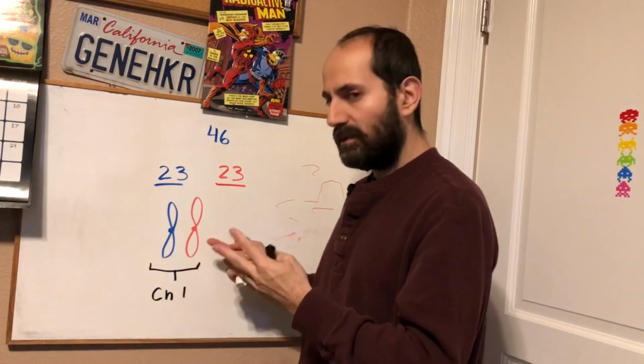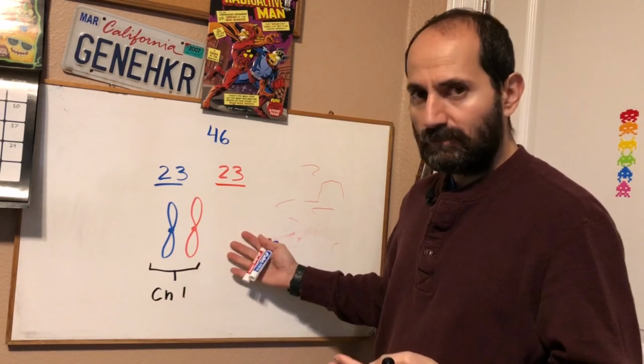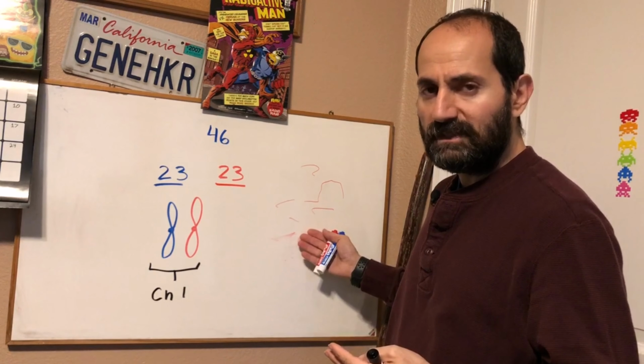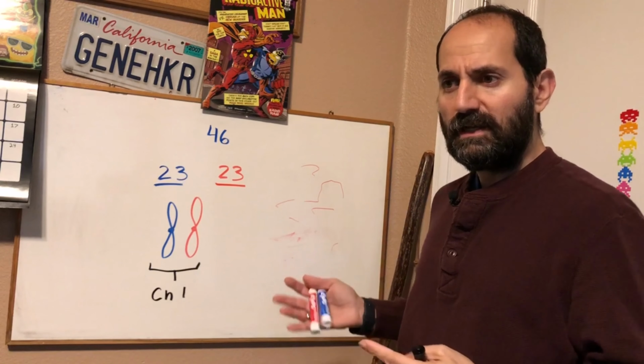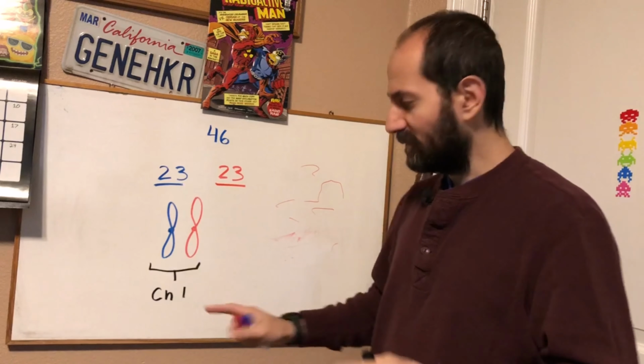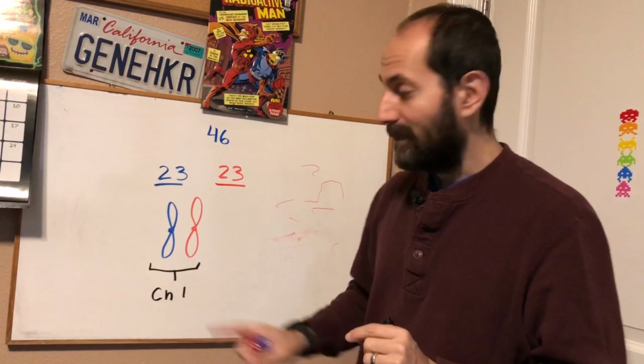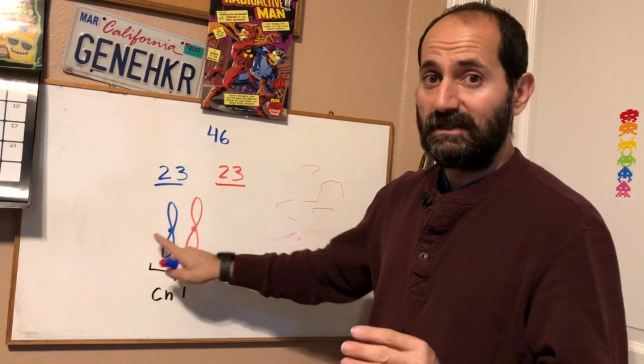They're both chromosome 1. And you have two chromosome 2s, and you have two chromosome 3s, and you have two chromosome 4s. So what constitutes the chromosome number? Well, here's the thing. These two do have something in common.